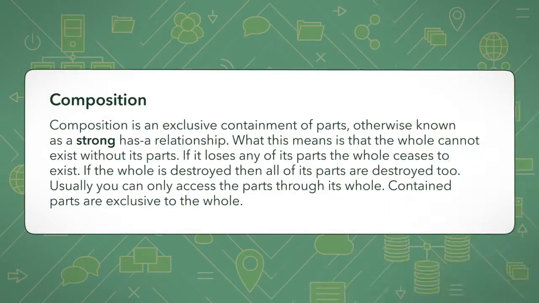One of the major decomposition relationships is composition. Composition is an exclusive containment of parts, otherwise known as a strong has-a relationship. What this means is that the whole cannot exist without its parts. If it loses any of its parts, the whole ceases to exist. If the whole is destroyed, then all of its parts are destroyed too. Usually, you can only access the parts through its whole. Contained parts are exclusive to the whole.